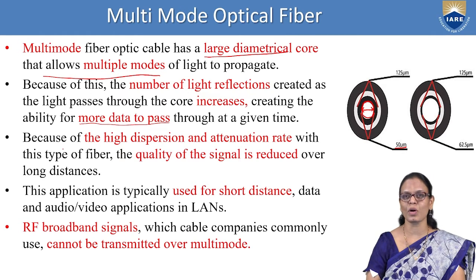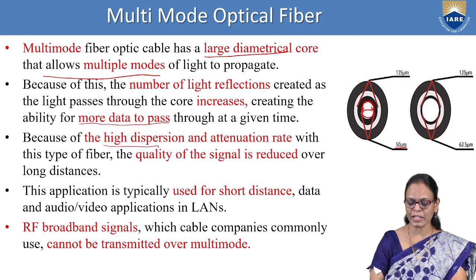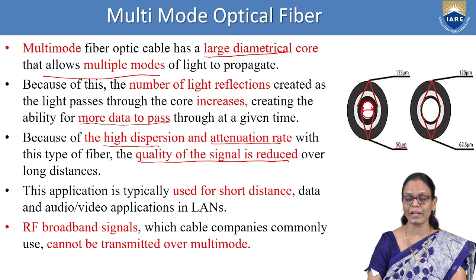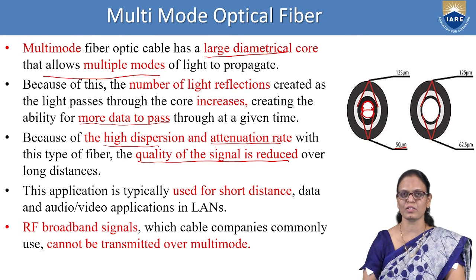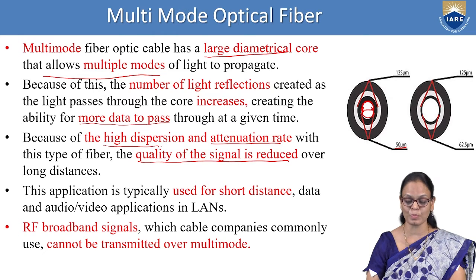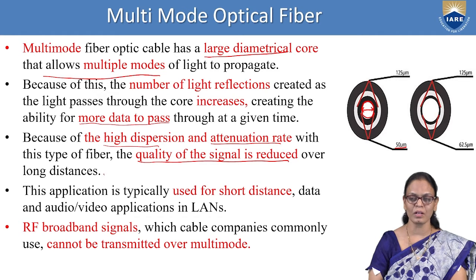But because of this, what happens? There is high dispersion and attenuation rate. So the quality of the signal is reduced. With the advantage comes a disadvantage. Because there are multiple reflections, there is dispersion of light and also the attenuation rate, the loss of signal, is also high. So because there is loss of signal, the quality of the signal is reduced over long distances.